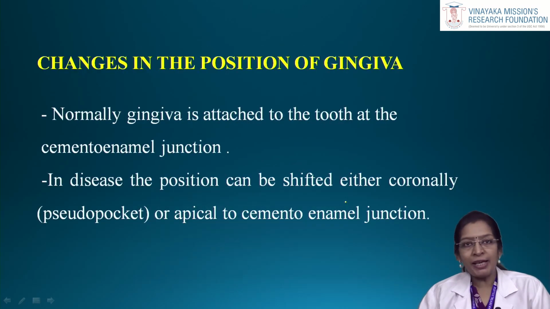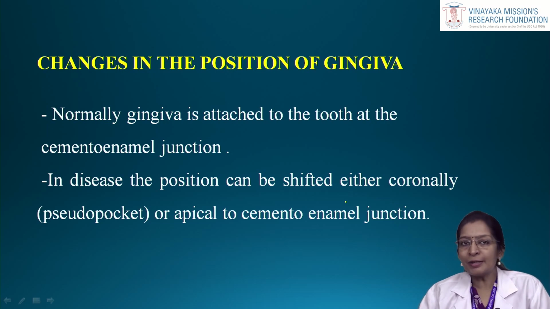Moving on to the changes in the position of the gingiva. Normally, the gingiva is attached to the tooth at the cemento-enamel junction or 1 mm above the cemento-enamel junction. In diseased conditions, the position will be altered. Either it can move coronally or shift apically. Coronal proliferation of gingiva occurs in the case of enlargement or pseudo pocket.